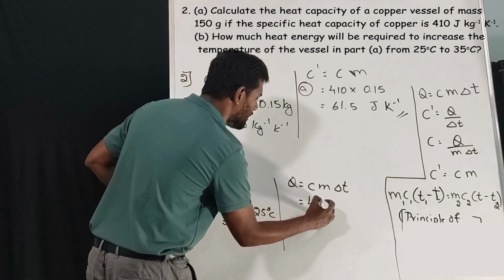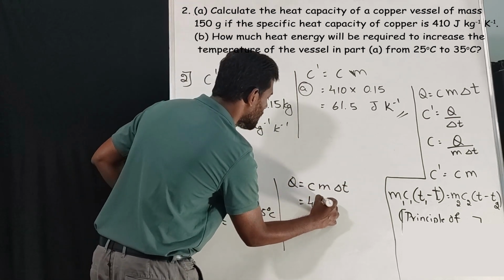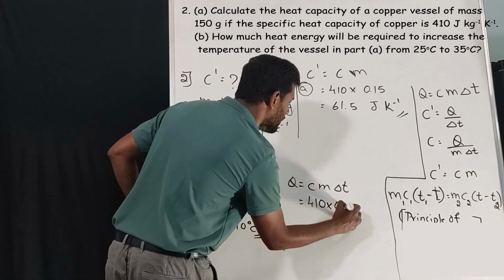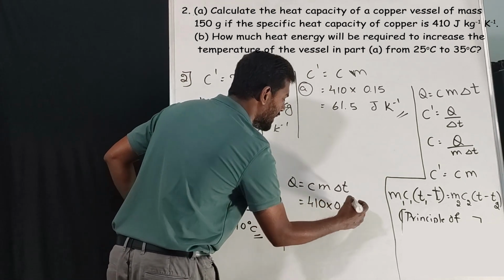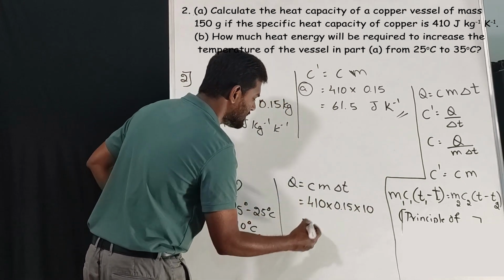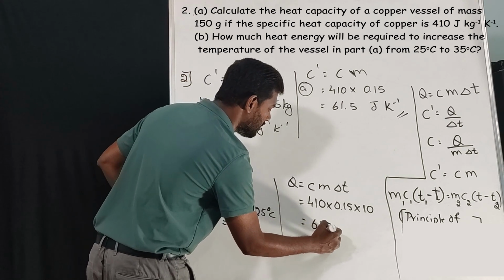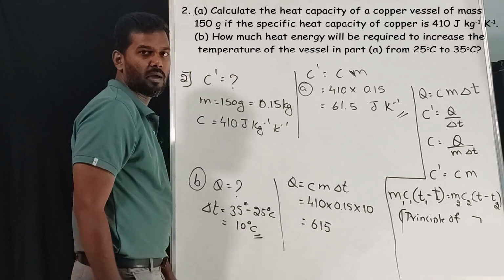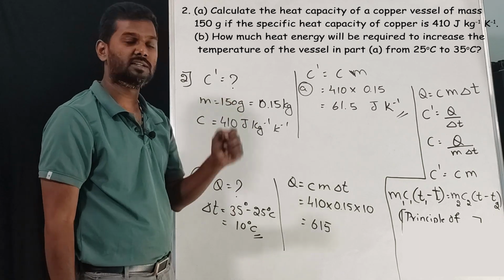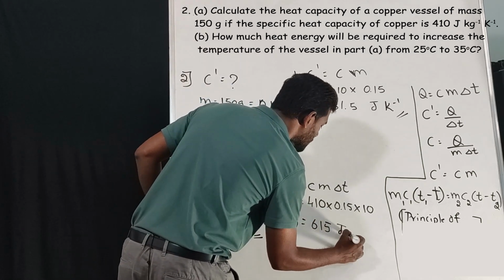C is 410, M is 0.15, delta T is 10, so the answer will be 615. What we are finding? Q. Q is nothing but heat energy. The unit of heat energy will be joules.